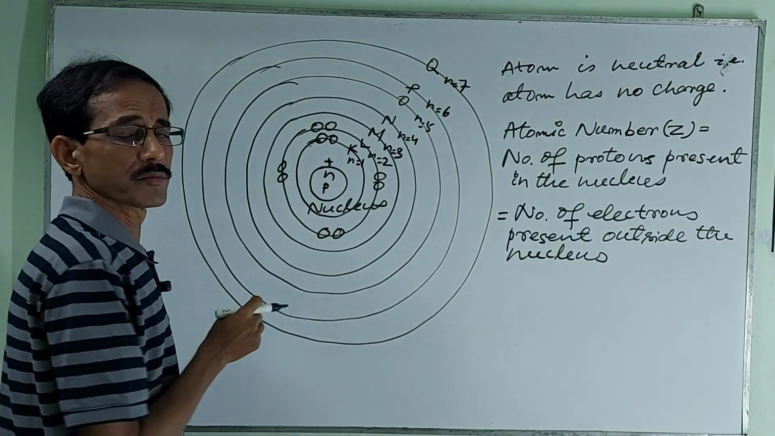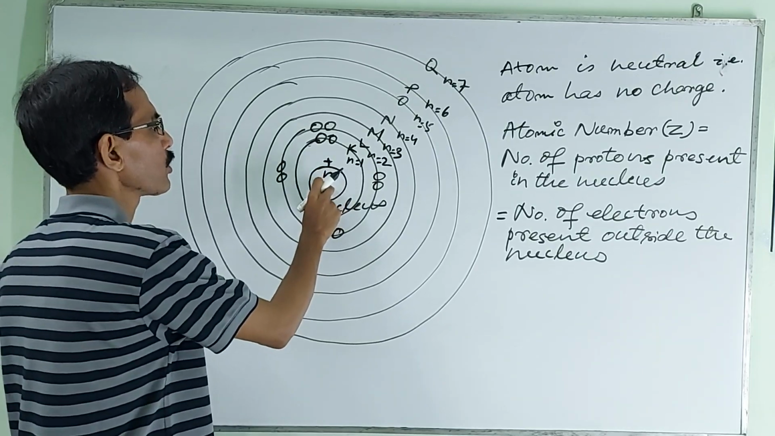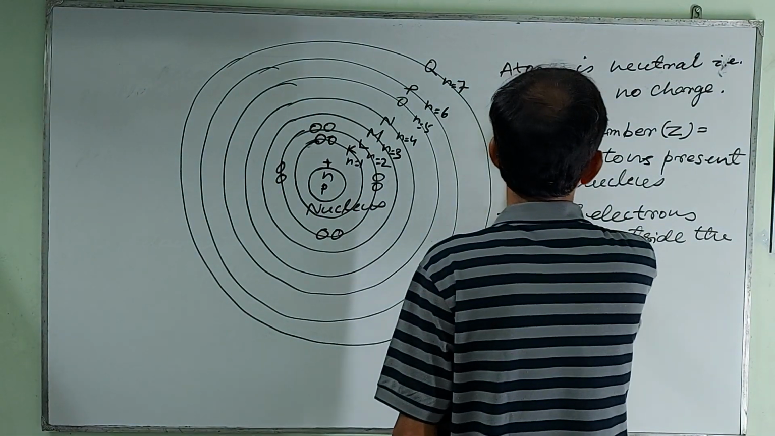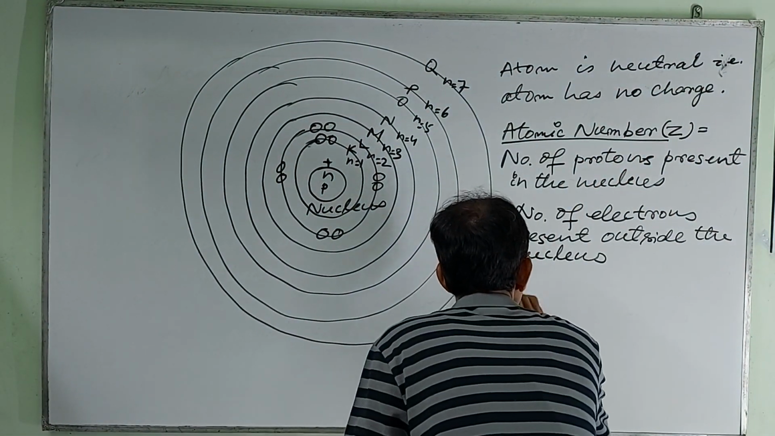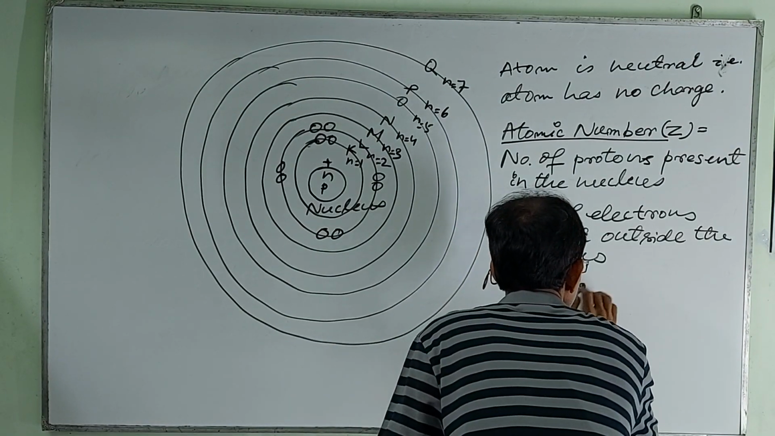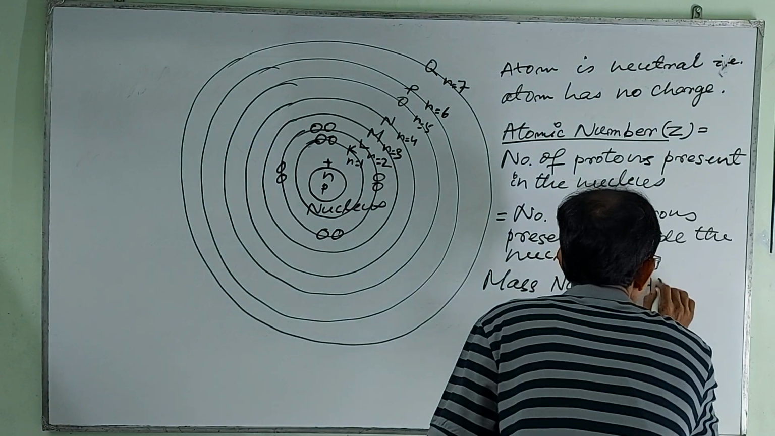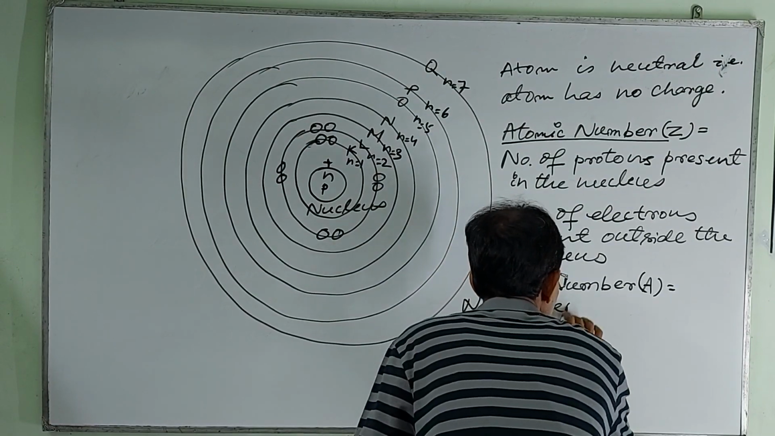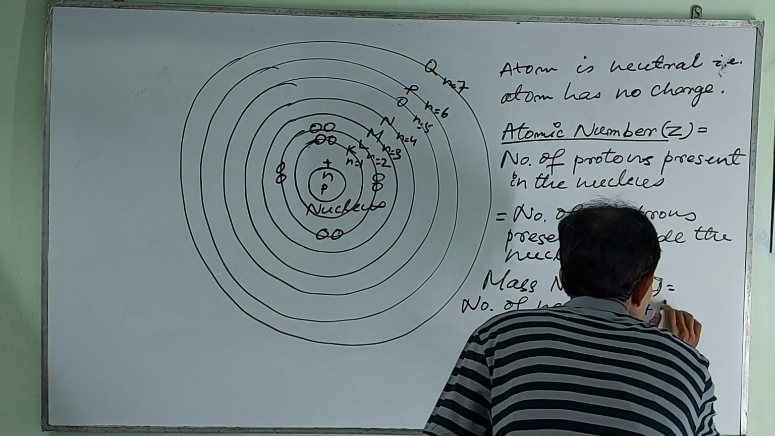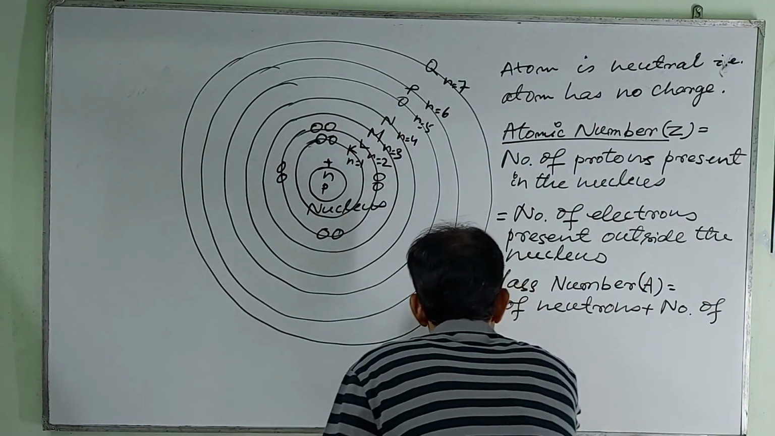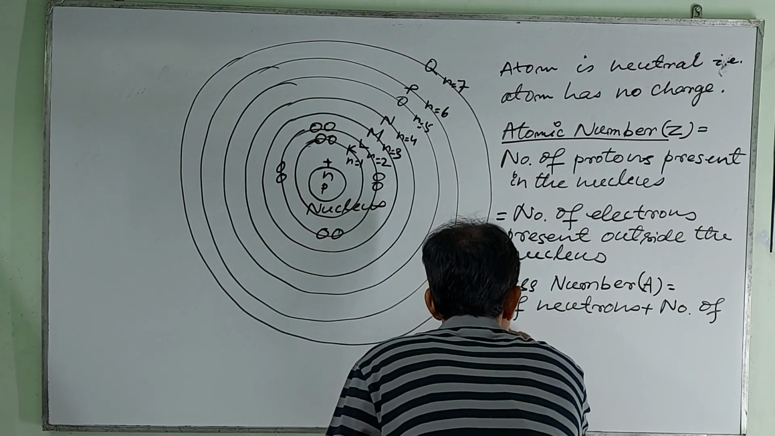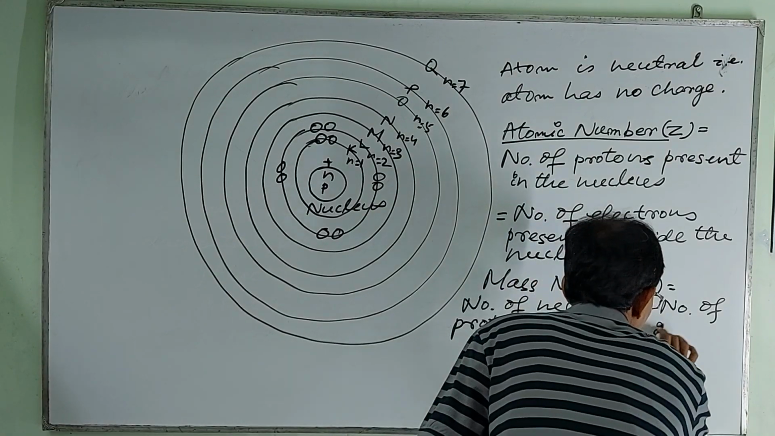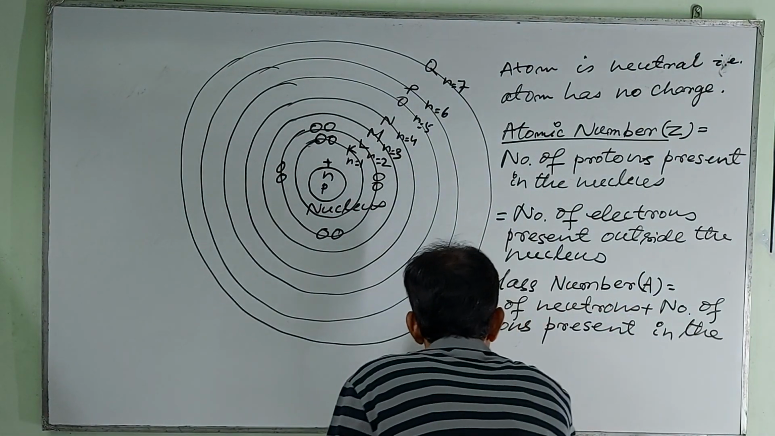Similarly, what is mass number? The number of neutrons plus number of protons present in the nucleus is equal to mass number A. Mass number A is equal to number of neutrons plus number of protons present in the nucleus.